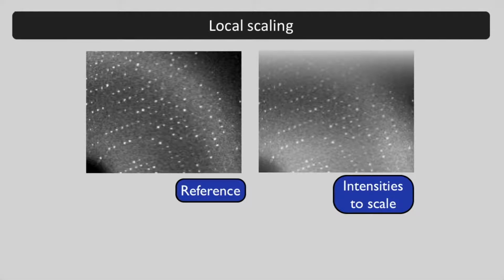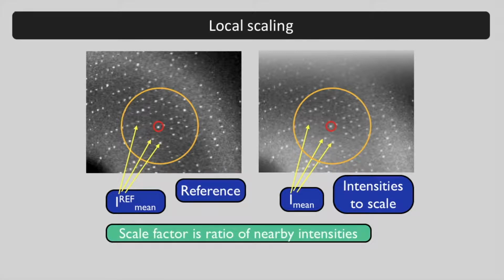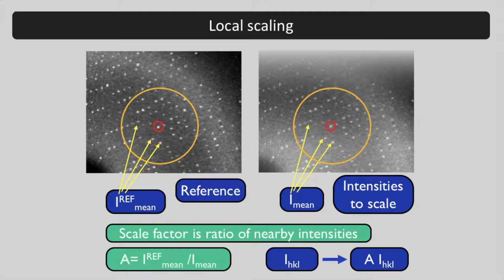Let's get the scale factor for a particular reflection. We take the average intensity for all the reflections in a sphere surrounding the reflection in the reference crystal and compare it with the average intensity for all the same reflections in the crystal we want to scale. We leave out the reflection we are going to scale so we don't bias the result. This gives us a scale factor for this reflection, and we can multiply our measured value by the scale factor to give a scaled intensity. The process is repeated for each other reflection to give a scaled dataset.